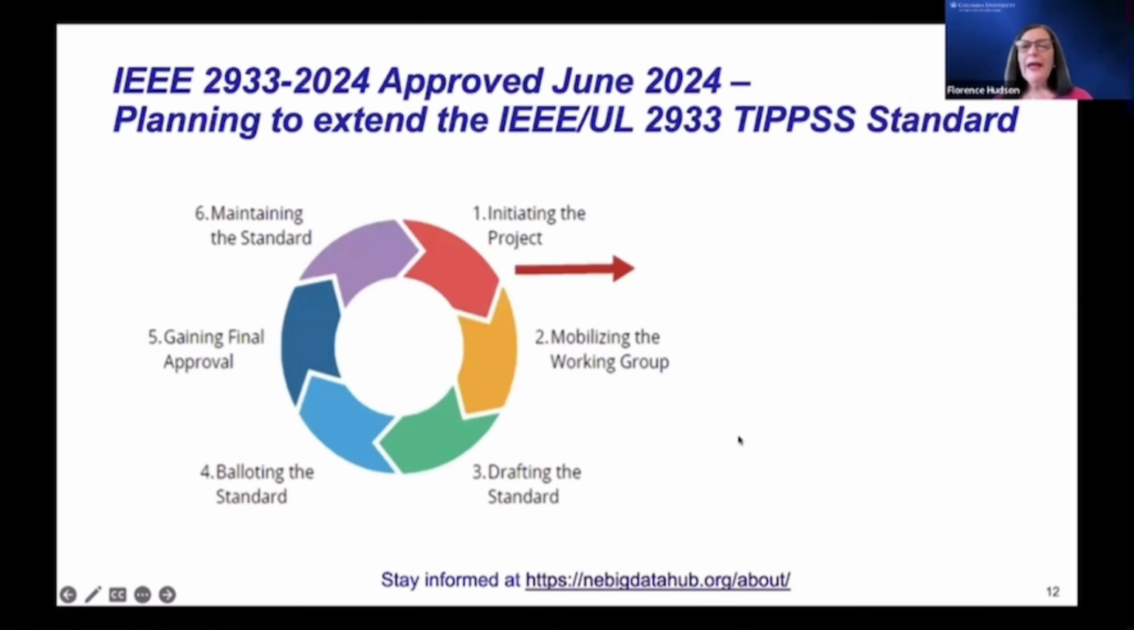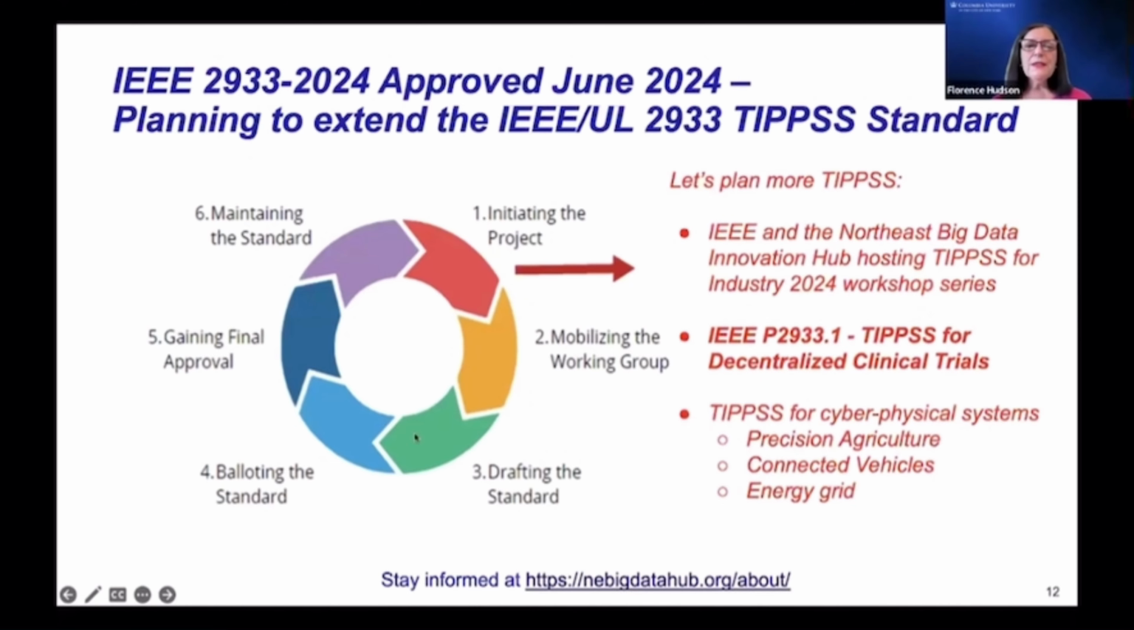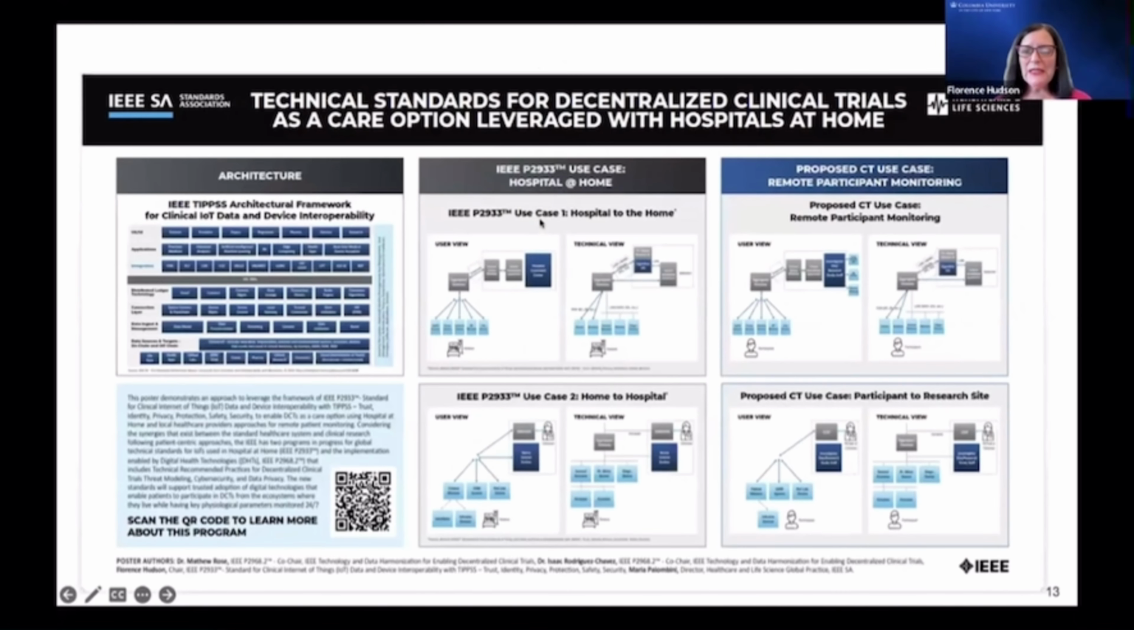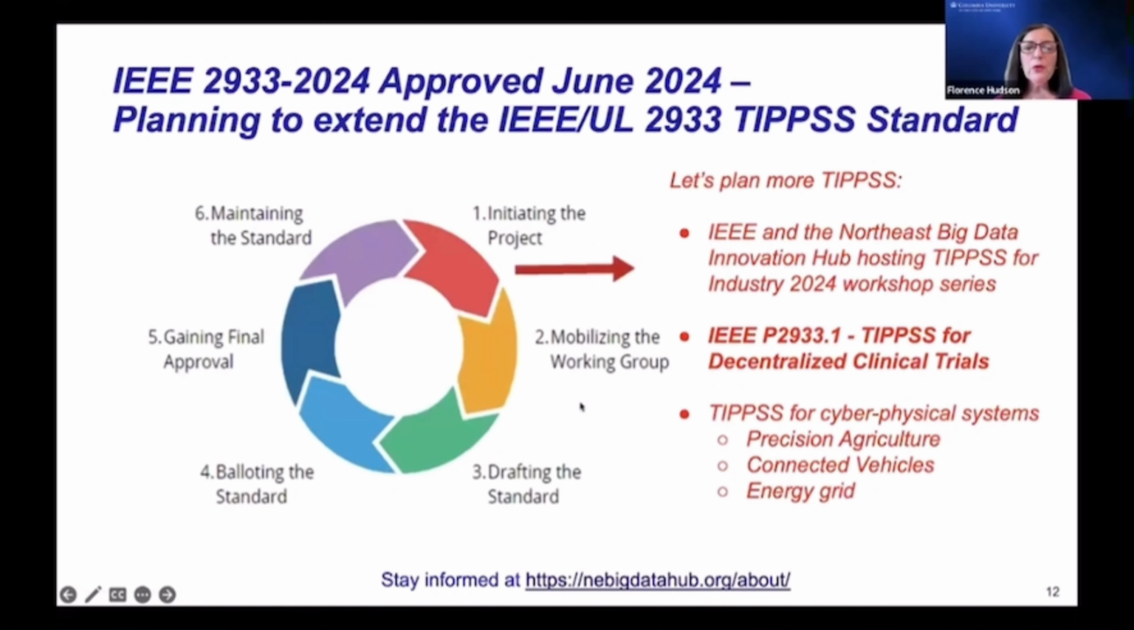So I told you about how we got here. This is the life cycle standard from IEEE. You initiate the project, which we told you we did. Then we get to mobilizing the working group, drafting and balloting the standard, gaining final approval. We got through that one. Now maintaining, but also where do we go from here? So let's plan more tips.